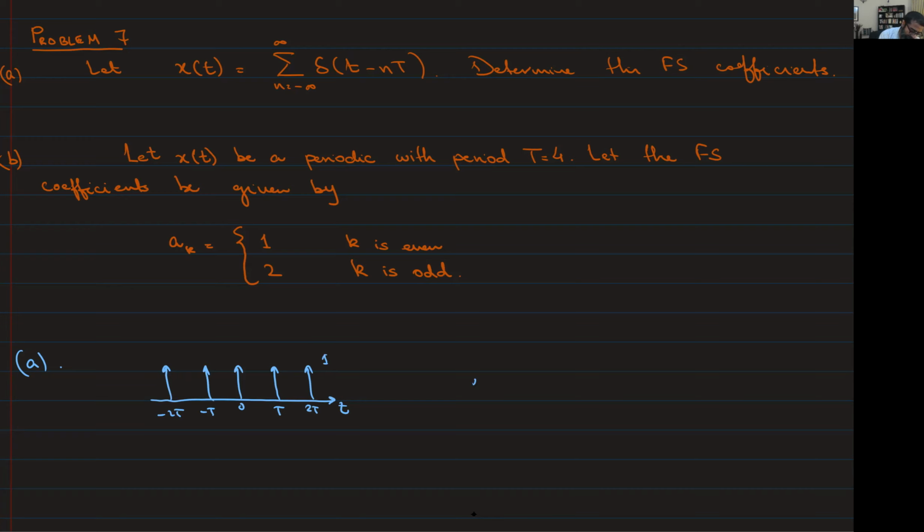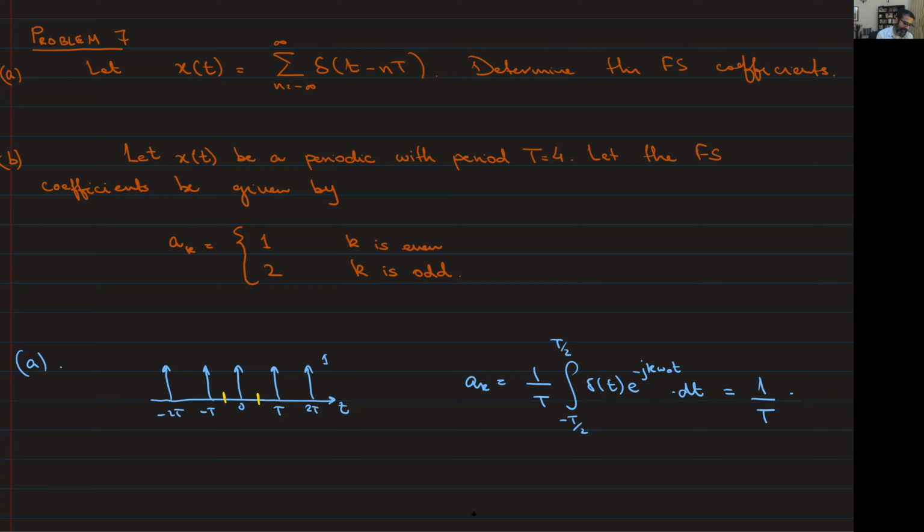So then what are the a_k's? They are simply 1 upon T times the integral from minus T by 2 to plus T by 2. This is a solved example in the book, by the way. I'm just integrating from here to here, and there's only one impulse here. So there would be delta of t e to the minus j k omega naught t dt, and this is just equal to 1 upon T. And all the Fourier series coefficients are the same, constants, equal to 1 upon T.